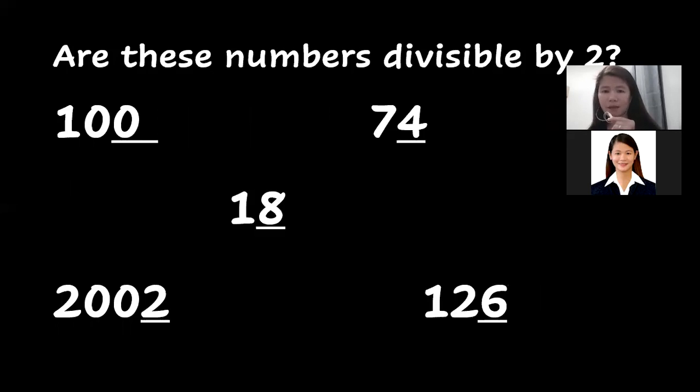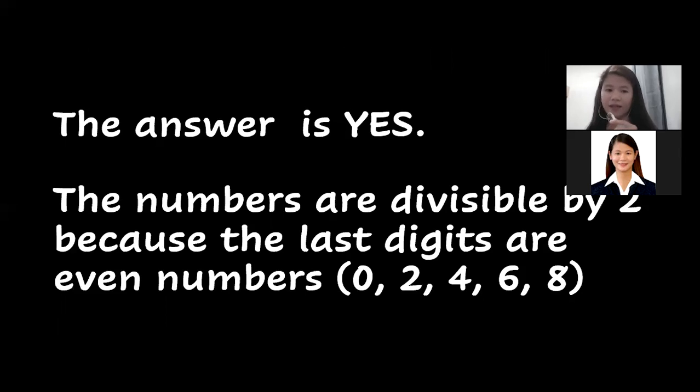Okay. Look at these numbers. 100, 74, 18, 2002, 126. Are these numbers divisible by 2? Look at the last digit. 0, 2, 4, 6, 8. So what is the answer? Okay, the answer is yes. The numbers are divisible by 2 because the last digits are even numbers, which are 0, 2, 4, 6, and 8.